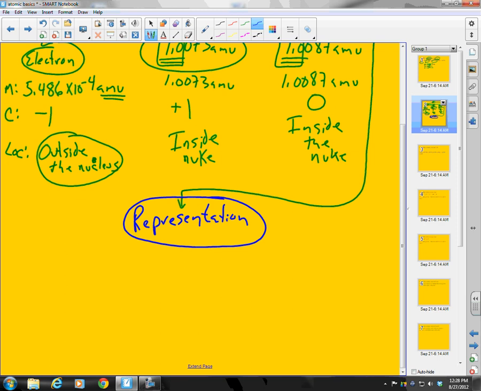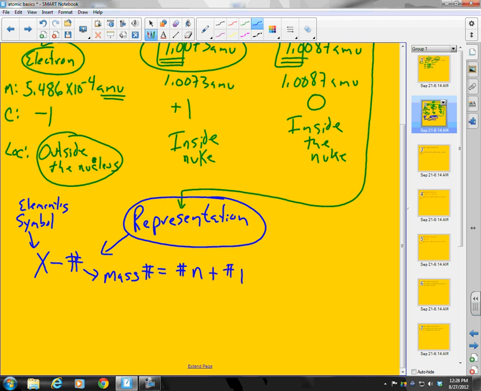One way we can represent an atom is using something like this: an X and a number. What's the X stand for? The X stands for the symbol of the element. And what's the number stand for? The number stands for something that we call the mass number. Okay, now what is a mass number? Well, the mass number is equal to the number of neutrons plus the number of protons.